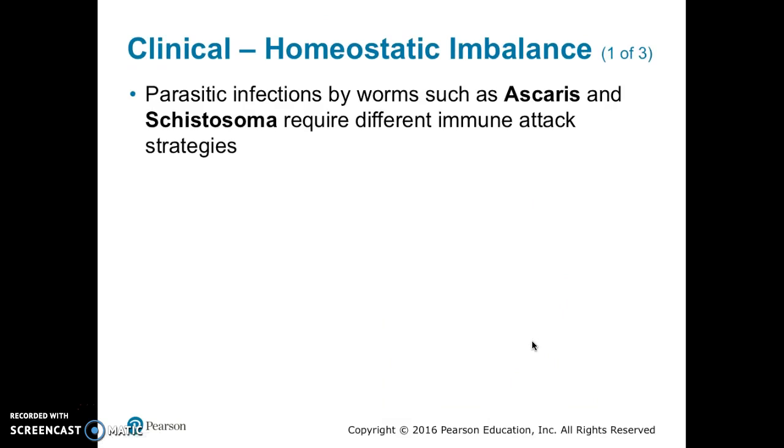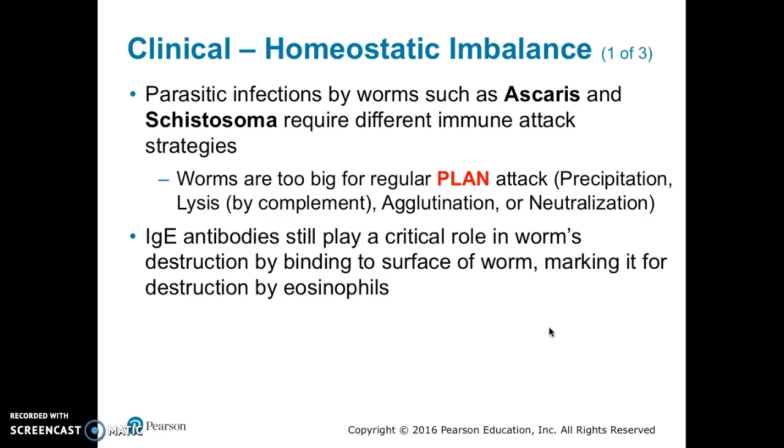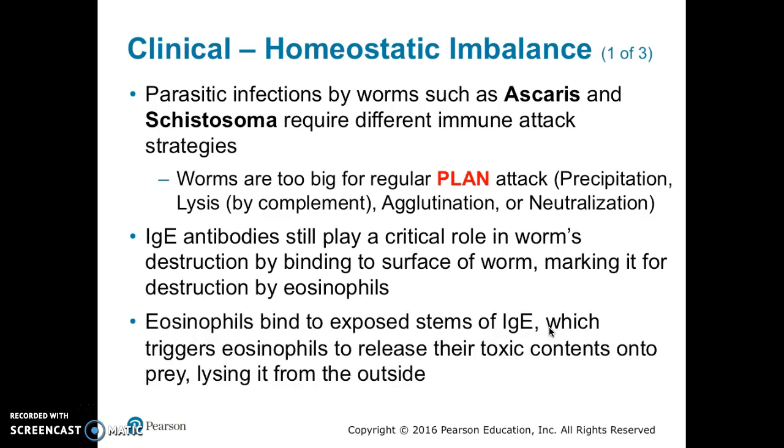Parasitic worm infections require a different immune attack strategy. Worms are too big for the regular PLAN attack, P standing for precipitation, L for lysis by complement, A for agglutination, and N for neutralization. So, IgE antibodies mark the surface of the worm for destruction by the eosinophils. Eosinophils bind to the exposed stems of IgE, which triggers eosinophils to release their toxic contents onto the prey, lysing it from the outside.